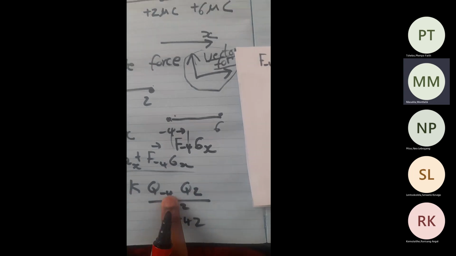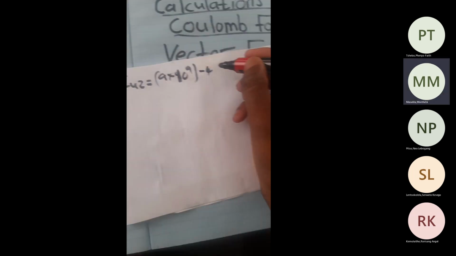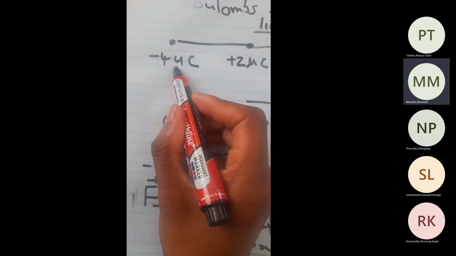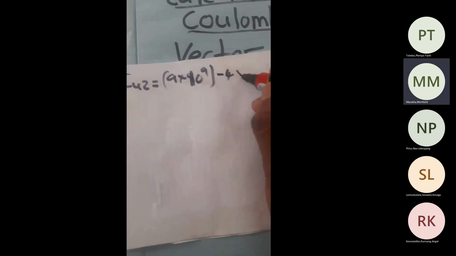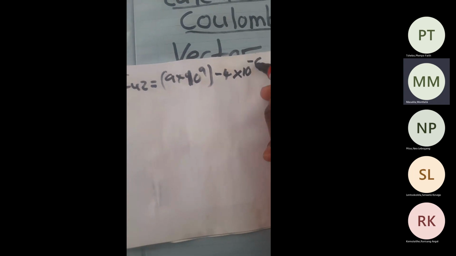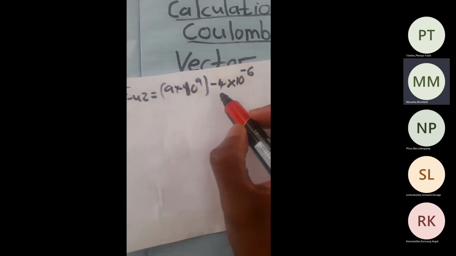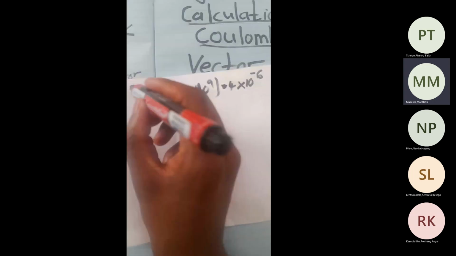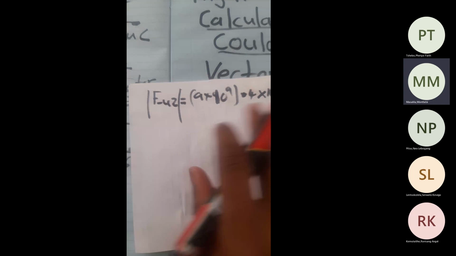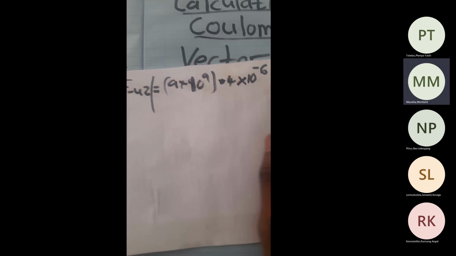What is our Q4? Our Q4 is going to be 4 micro, and micro is times 10 to the power -6. But there is no need for you to put the negative sign on the 4. Just remove the negative there, because like I said, this thing is a magnitude. Our answer should always be positive, so just put a positive 4.